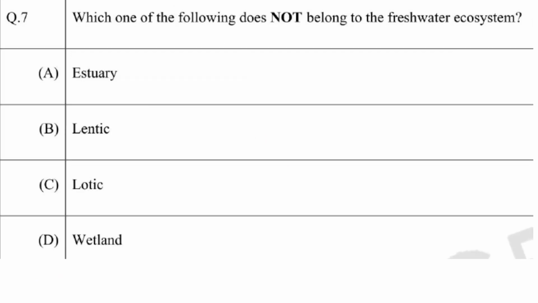Then next one. Which one of the following does not belong to freshwater ecosystem? Estuary forms when fresh water mixes with salt water from the ocean. So it doesn't belong to the freshwater ecosystem. Lentic is a standing water ecosystem, lakes, ponds. Lotic is a flowing water ecosystem, that is rivers, streams, creeks, etc. And wetlands are marshes, swamps, bogs, all these are wetlands. So the answer here is option A.